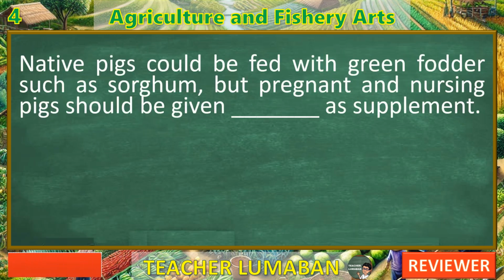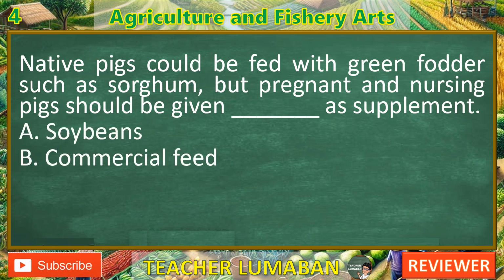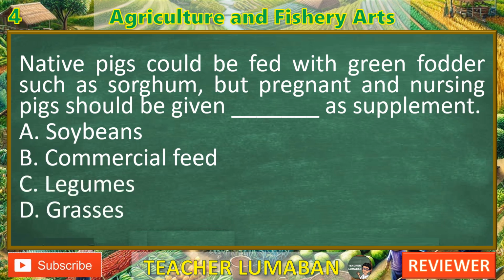Native pigs could be fed with green fodder such as sorghum, but pregnant and nursing pigs should be given as supplement. A. Soybeans. B. Commercial feed. C. Legumes. D. Grasses. In the next 5 seconds, select the best response from the available options.